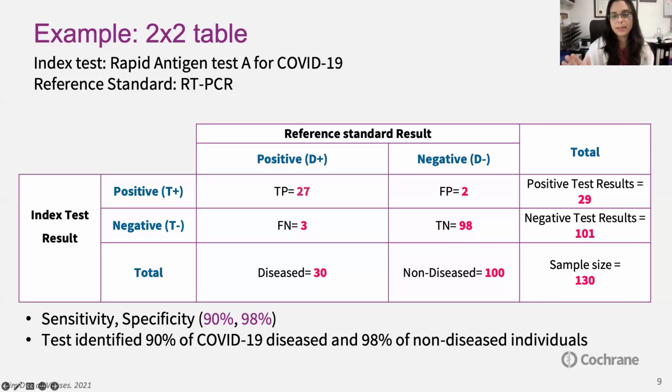So a test with high sensitivity will have few false negatives. So we expect that any negative is probably a true negative. So it is being used to rule out the presence of the disease. Whereas a test with high specificity will have few false positives. So we expect that any positive result will probably be a true positive. And tests with high specificity are usually used for ruling in the disease.